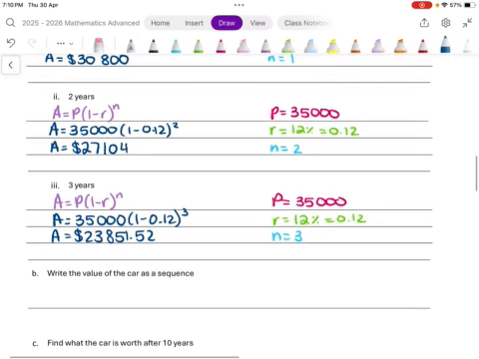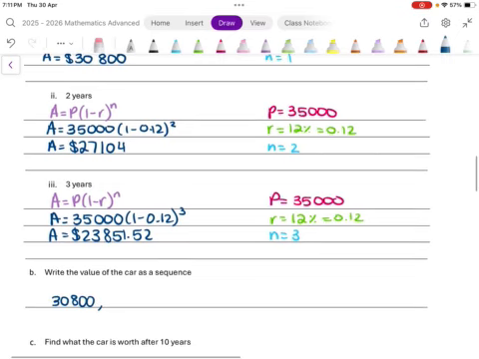Now, what we want to do is write the value of the car as a sequence. So what we have is our 30,800, we have our 27,104, we have our $23,851.52. That is our sequence of our values.